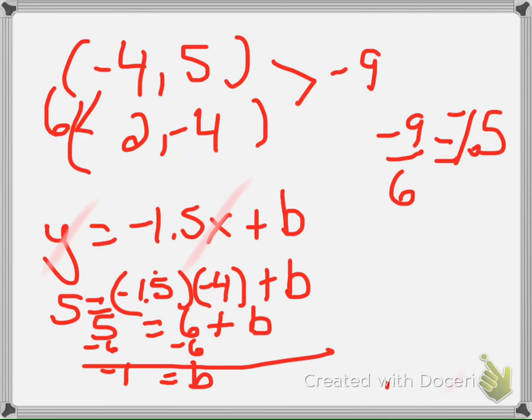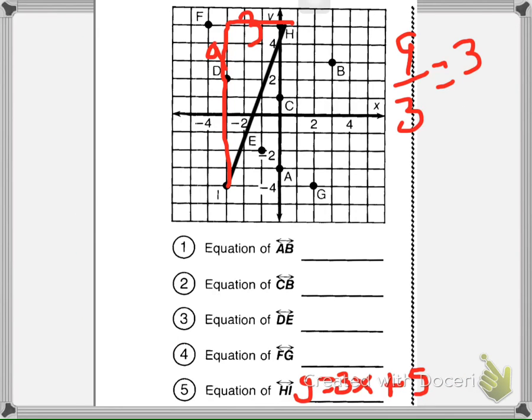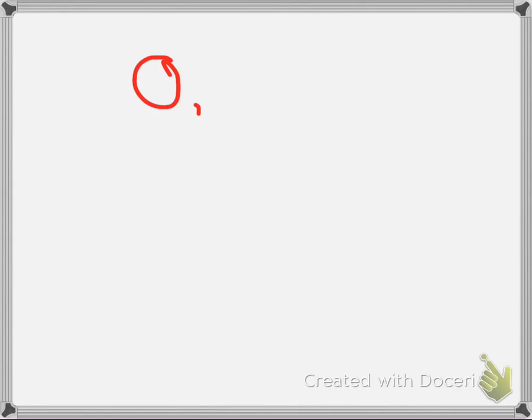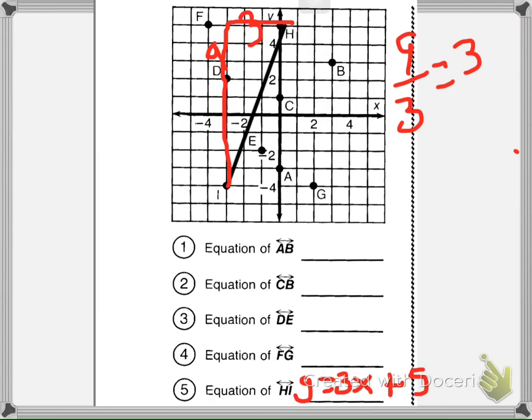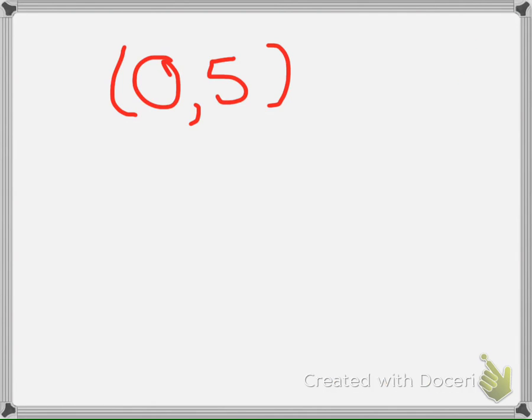One more. Okay, this time we're dealing with, let me make it a little H and I. H is at 0, 5. And I is over to -3 and it's down to -4. -3, -4.